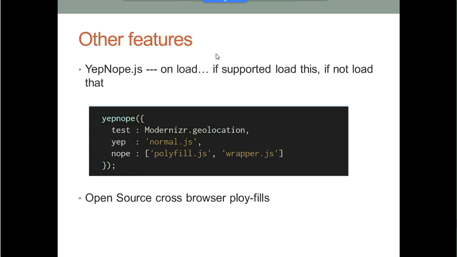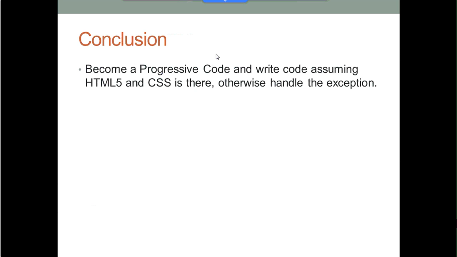Well, this type of test will test not even the browser, but whether you've given the right access to the browser, and then do the right thing. Right. I noticed my weather app the other day. It didn't have permission, so it asked me to enter the zip code. And then a conclusion is: become a progressive coder, and assume HTML5 and CSS are there.